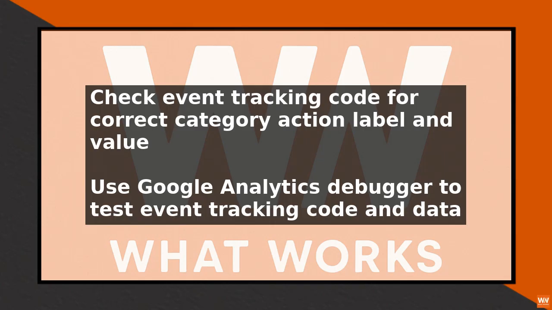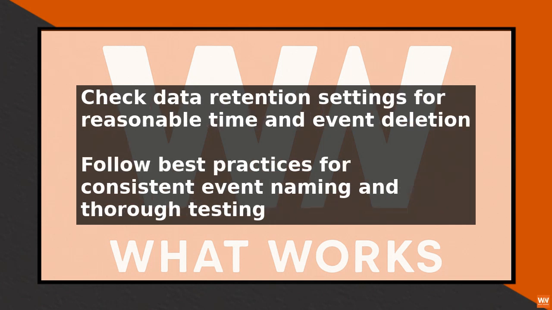If the events are being triggered correctly, but not showing up in Google Analytics, check the event tracking settings in Google Analytics. Ensure that the event category and action are correctly defined in the event tracking settings and that the events are not being filtered out by any filters. Finally, check the data retention settings in Google Analytics. Ensure that the data retention period is set to a reasonable amount of time and that the events are not being deleted due to data retention policies.